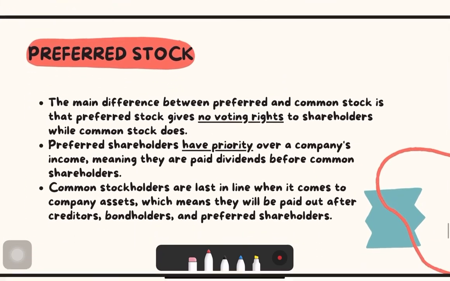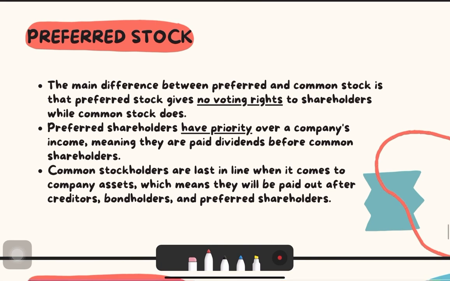And then the preferred stock. Okay, so what is preferred stock? The main difference between preferred and common stock is that preferred stock gives no voting right. So the preferred shareholder has no voting right.